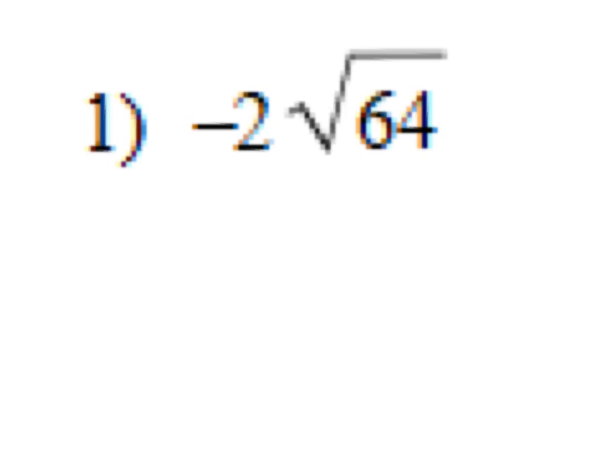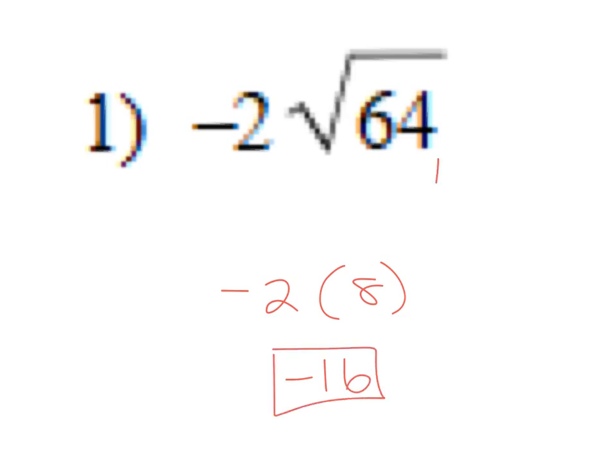Well, we have already actually looked at problems like this a little bit earlier in the year. So if I look here, well, what's the square root of 64? The square root of 64 is 8. So really this is just saying -2 times 8, or you get -16.